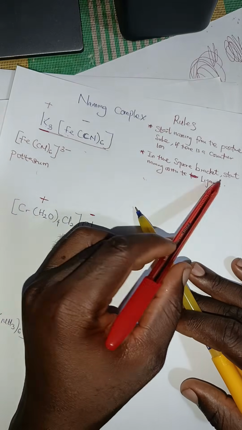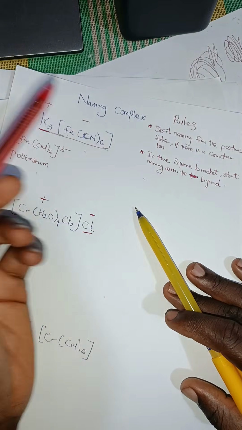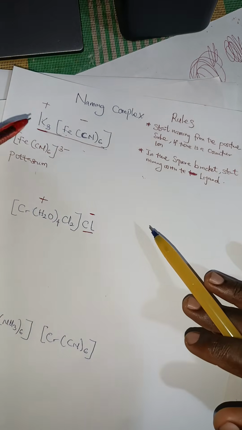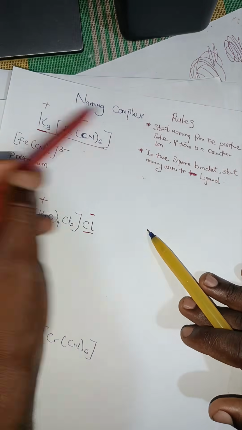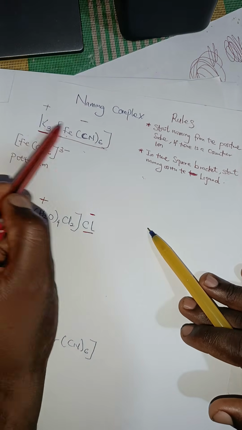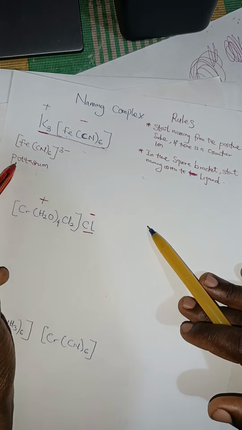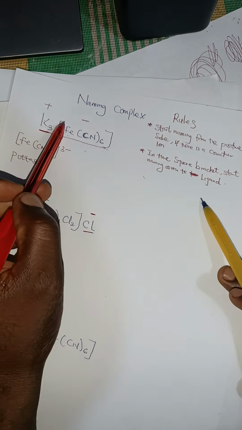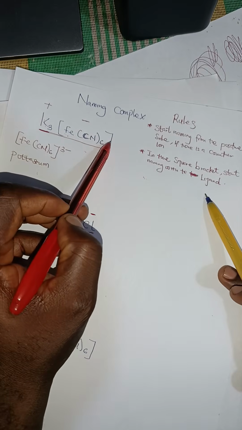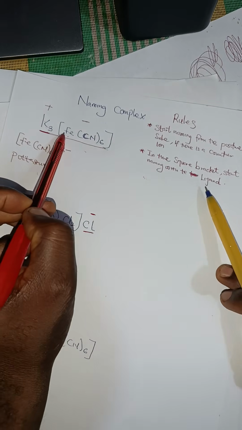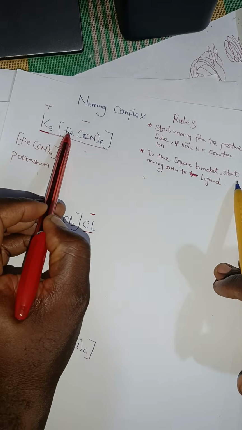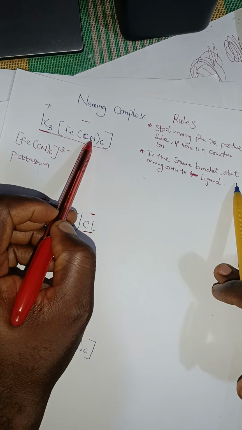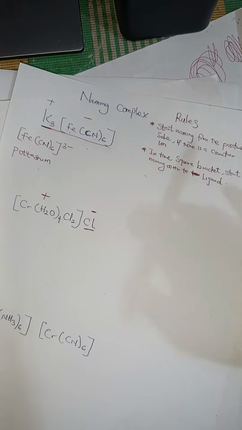Now, in the square bracket, start naming with the ligand. So when we are inside the square bracket, we start with the ligands. So I'm done with the positive. When you have a counter ion like this, you start with the positive side, potassium. Then when you are done, you go straight to your square bracket. Inside the square bracket, we have the transition metal and the ligands. You start naming first with the ligand.